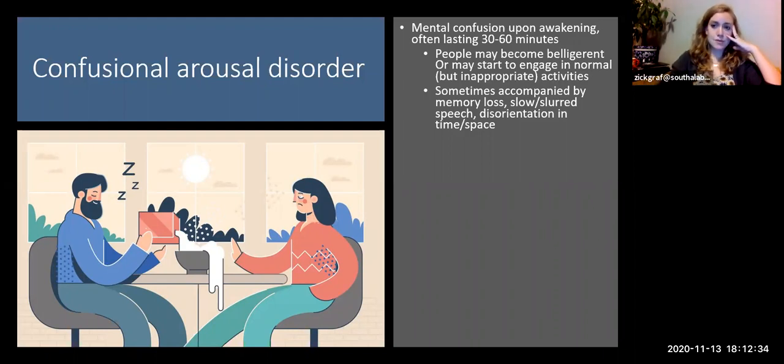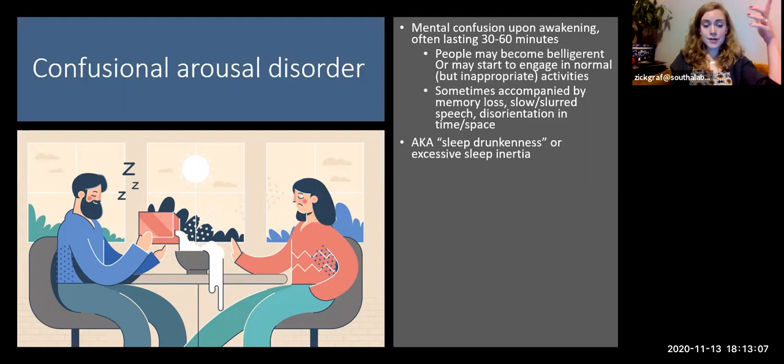Some people, when they have confusional arousals, might be belligerent. They might be coming out of a dream where they're fighting and defending themselves. Or what's maybe more common is that they're really groggy and have a lot of sleep hangover, but they are awake. So they start going through their normal routines, but doing it at inappropriate times or in inappropriate ways. Confusional arousals are sometimes accompanied by memory loss, slow and slurred speech, or feeling disoriented about where you are and what time it is.